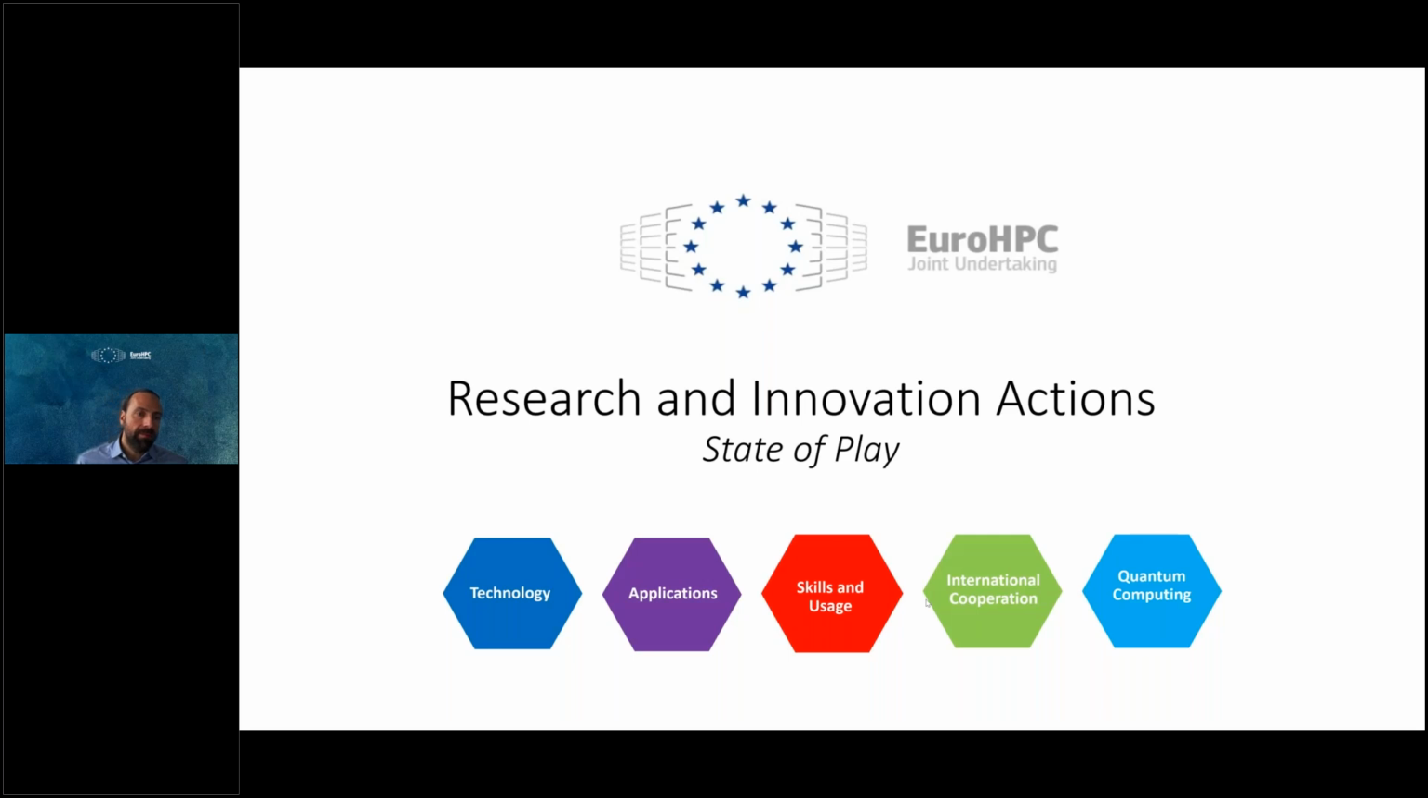Now, let me move a little bit into an area where I'm directly responsible for research and innovation activities in the EuroHPC joint undertaking. This currently covers a number of pillars of our activities: technology, applications, skills, usage, international cooperation, and quantum computing. And I would like to use this opportunity to give you a little bit of an update on what is currently going on, what happened in the recent past in some of the selected activities, before moving on to the outlook into our future initiatives for 2024 and beyond.